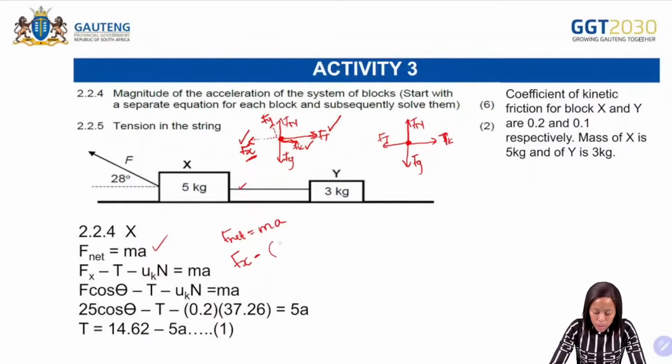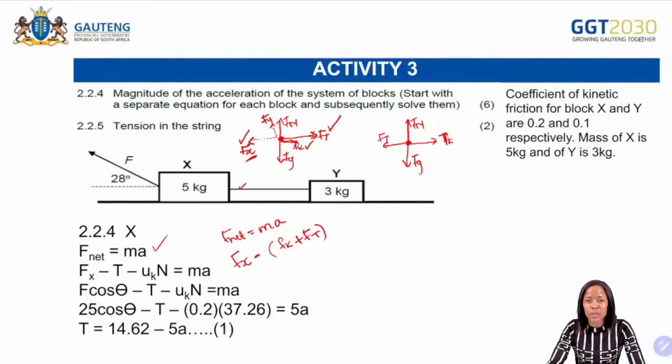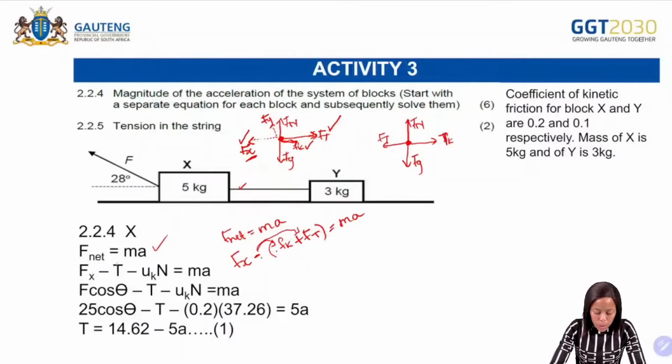But because the two forces are on the same side, Fk and Ft, what is it that we can do? We can add the two forces, okay? So Fk plus Ft, we are adding them because they are on the same side, right? So next, what can we do? We can then multiply the negative into the brackets there. So if you multiply the negative into the brackets, you will have Fx minus T minus the Fk, right?